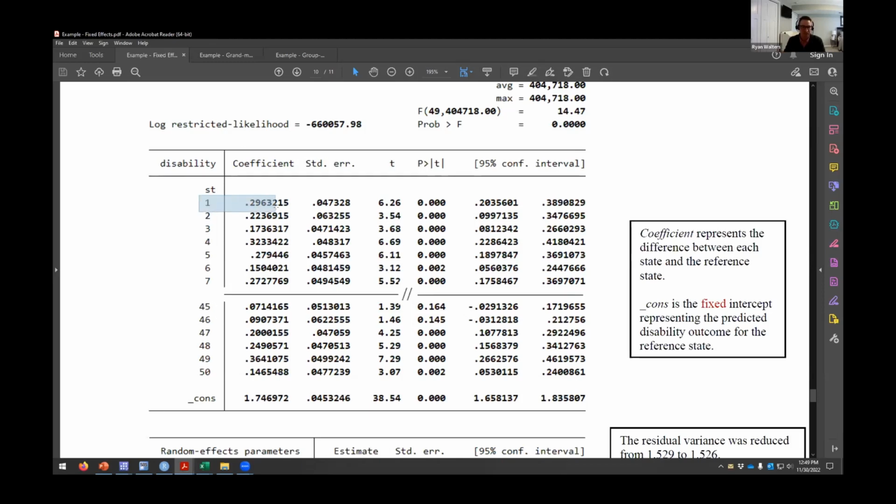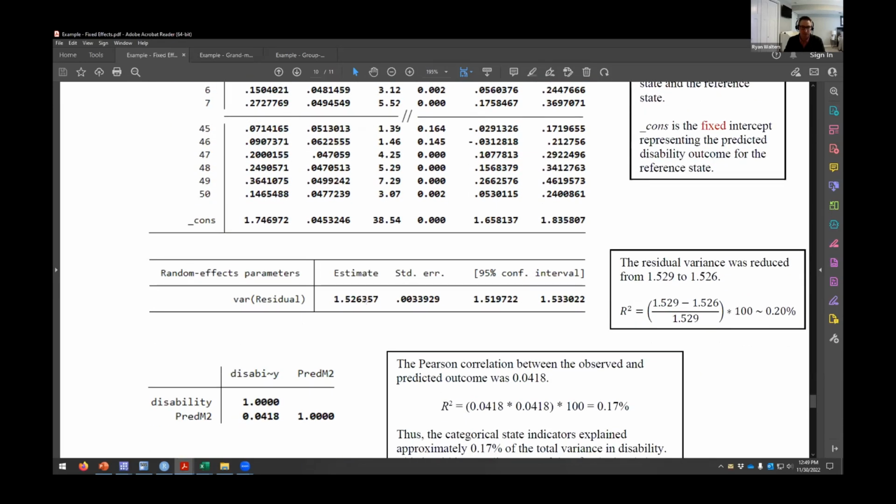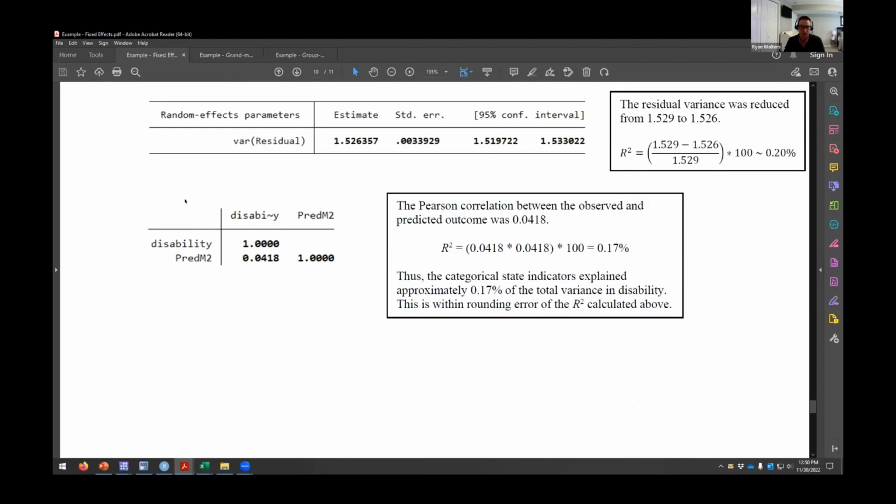These fixed effects represent the difference in mean disability between each individual state and state 51. Some of them are statistically significant. Some of them are not. Our residual variance here was reduced from 1.529 to 1.526. We can calculate our R square as approximately 0.002. So our fixed state indicators explained about 0.2% of the variability in disability scores. Here's the correlation.